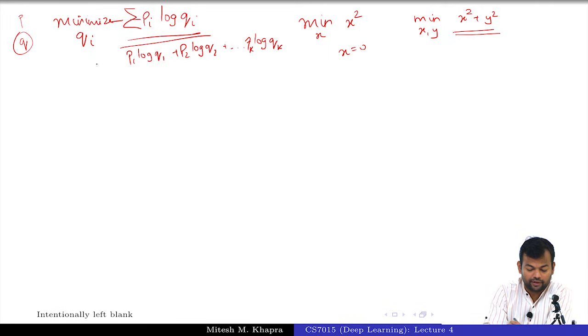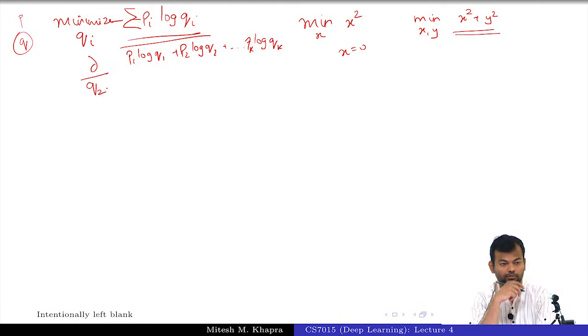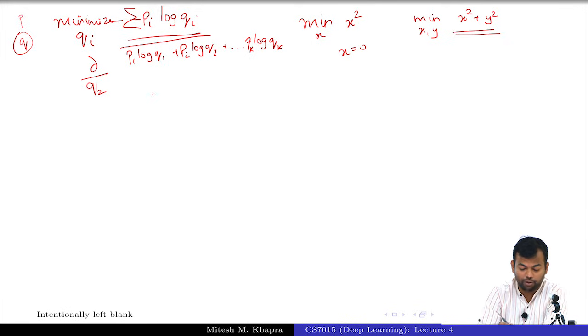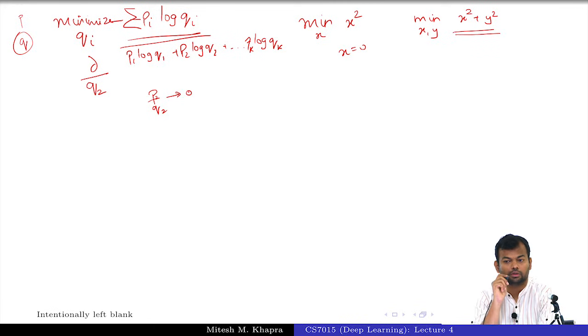Now I want to take the derivative with respect to one of these, say Q2. What would it be? P2 by Q2. That's the derivative, P2 by Q2, and I'll set it to 0. Do I get anything? What is it that I'm doing wrong here? There's something that I'm deliberately doing wrong. Is this an unconstrained optimization problem? There is a constraint on the variables.